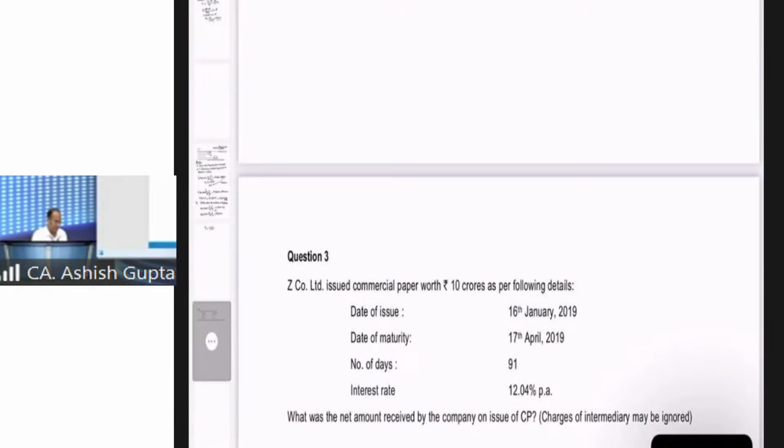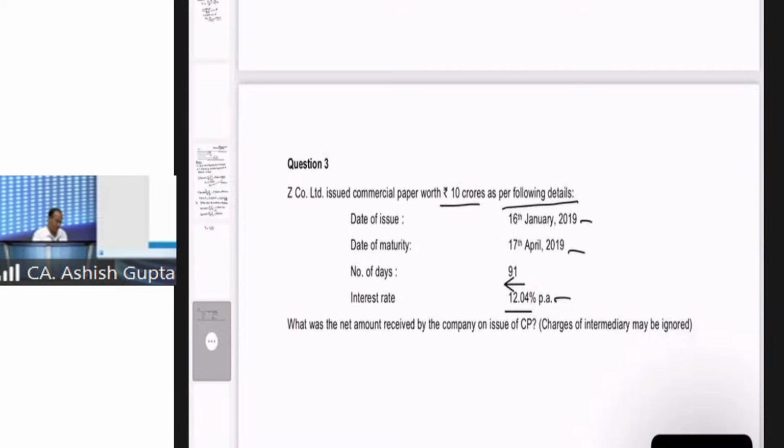The question says that Jet Company Limited issued commercial paper worth rupees 10 crore as per the following details. This is the date of issue. This is the date of maturity. So it is around, say, 3 months. It is 91 days. The interest rate is 12%. So what is the net amount received by the company on issue of the commercial paper? Charges may be ignored.